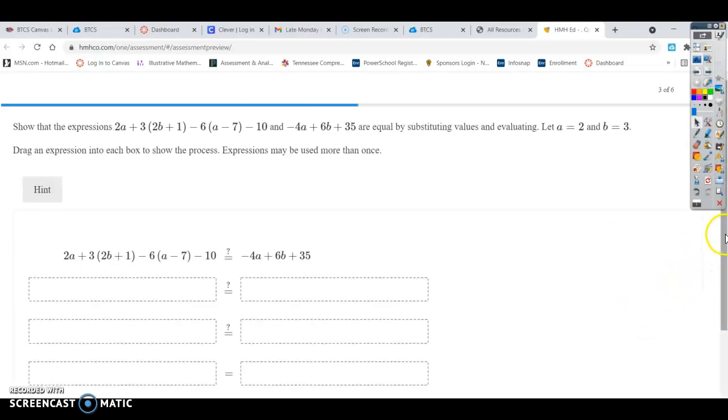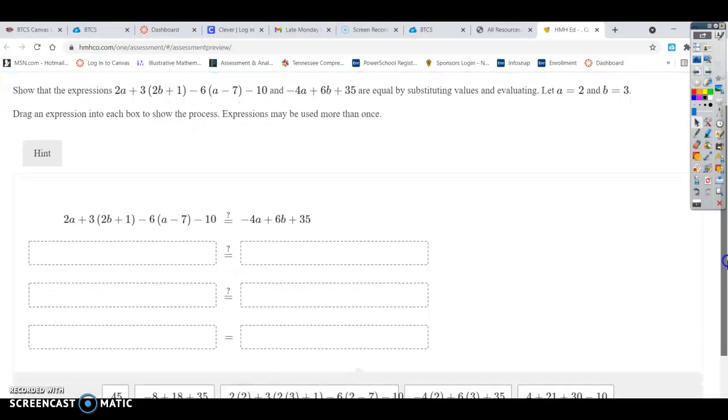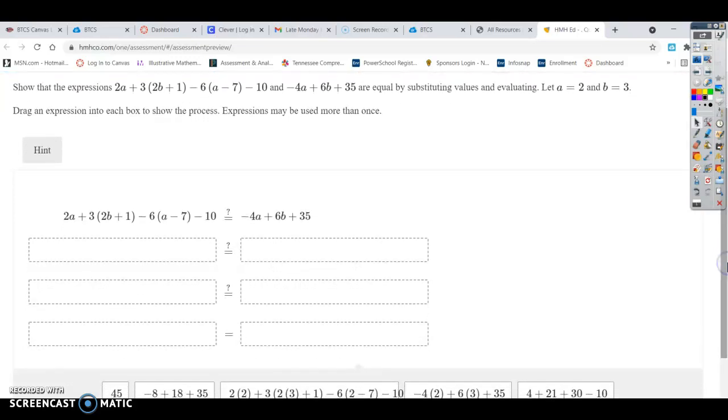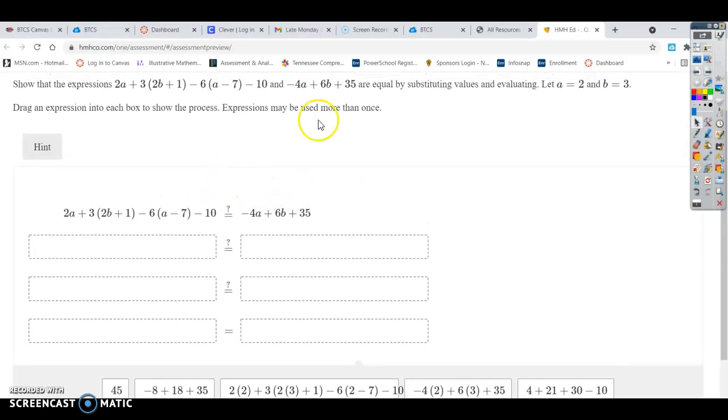All right, let's look at another one. This one says show that the two expressions are equivalent by substituting values and evaluating. This says let a be 2 and b be 3. So they're just choosing random numbers to plug in for the variables, and you're just going to plug it into both expressions and see if they work. So if I do that, on the left side, the first thing I'm going to do is take 2 and plug it in for a.